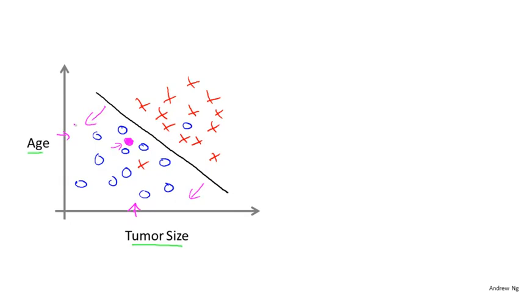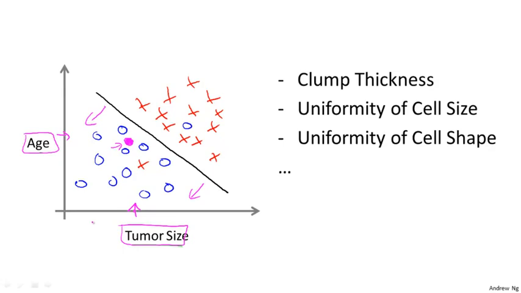In this example, we had 2 features, namely the age of the patient and the size of the tumor. In other machine learning problems, we will often have more features. And my friends that work on this problem, they actually use other features like these, which is clump thickness of the breast tumor, uniformity of cell size of the tumor, uniformity of cell shape of the tumor, and so on, and other features as well.